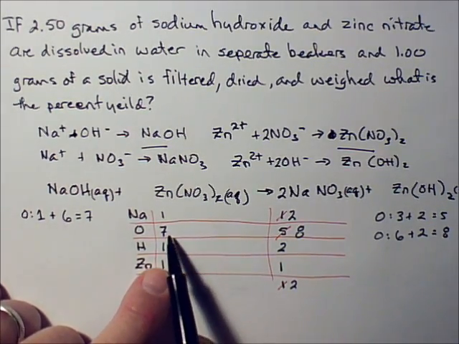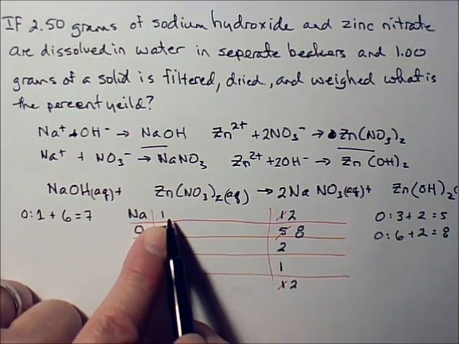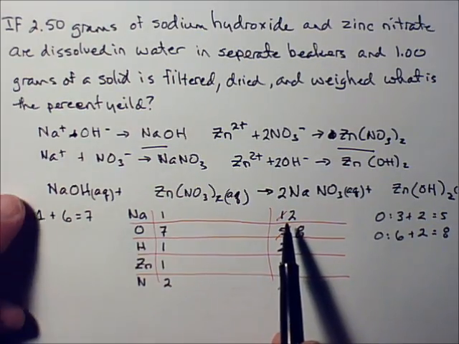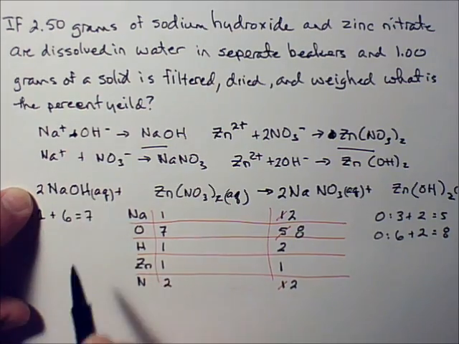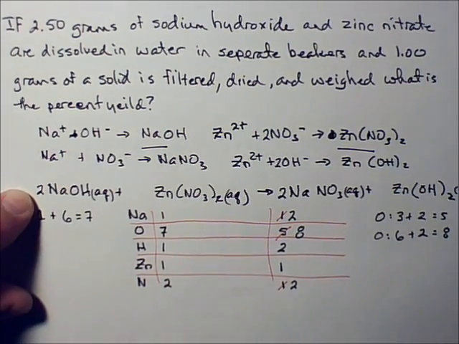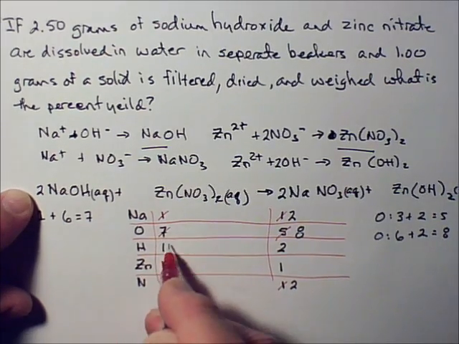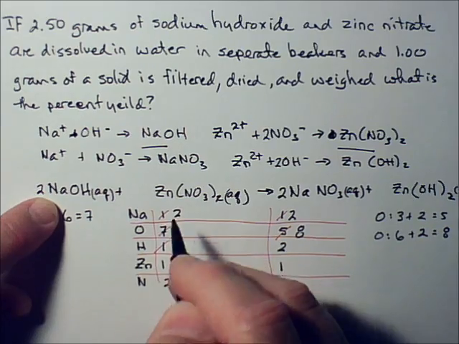And we're going to save oxygen for last and hydrogen next to last, so we need to start with sodium now. In order to get 2 sodiums on the left to match the 2 on the right, I can only put a coefficient 2 out in front. I can't put anything inside the formula. That's going to change the number of sodiums, the number of oxygens, and the number of hydrogens. So now I have 2 sodiums.